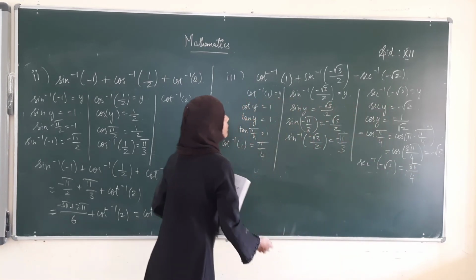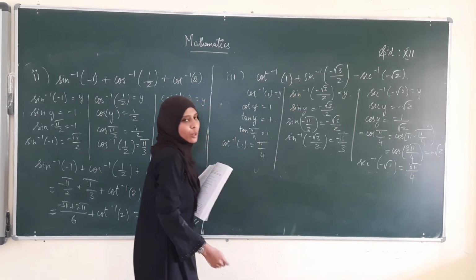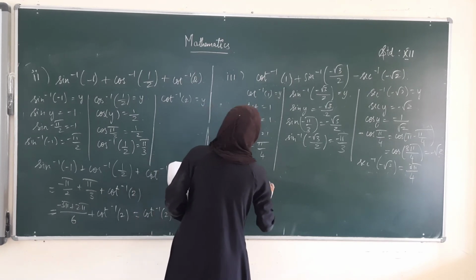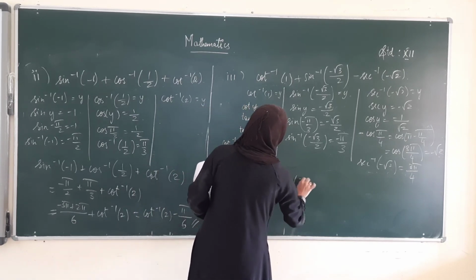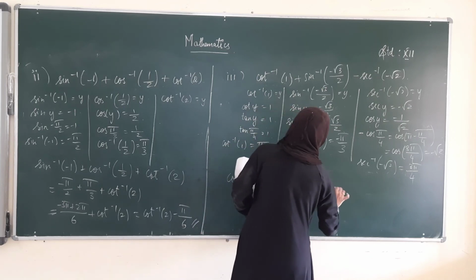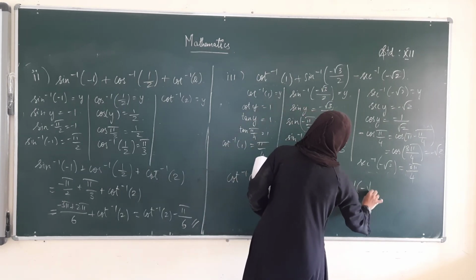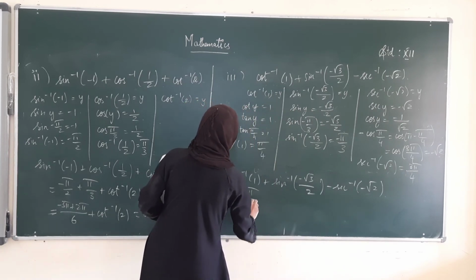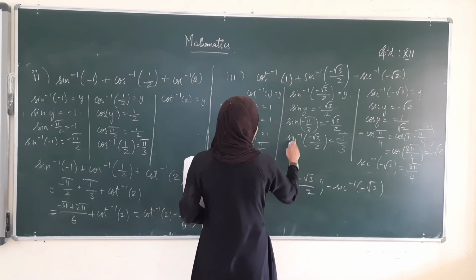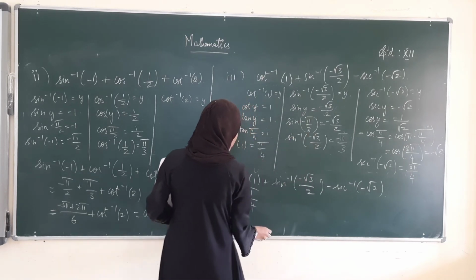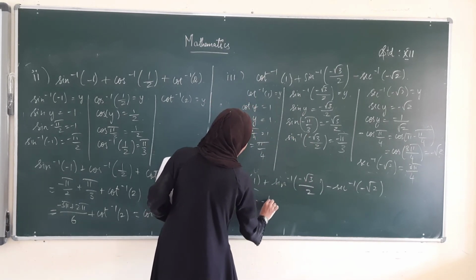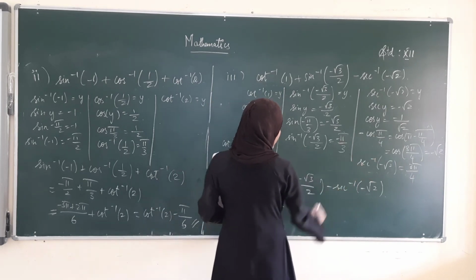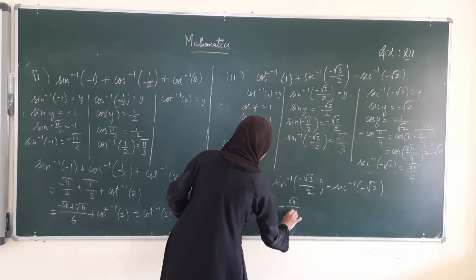So, we have found the values of these three separately. Now, we are going to put them in the given expression. Cot inverse of 1 plus sin inverse of minus root 3 divided by 2 minus secant inverse of minus root 2 is equal to, what's the value of this? Pi divided by 4, plus sin inverse of minus root 3 divided by 2 is minus pi divided by 3. Minus pi divided by 3, minus the value 3 pi divided by 4.